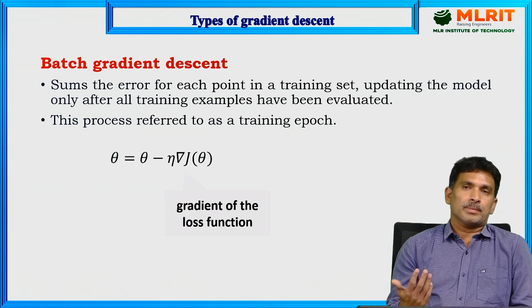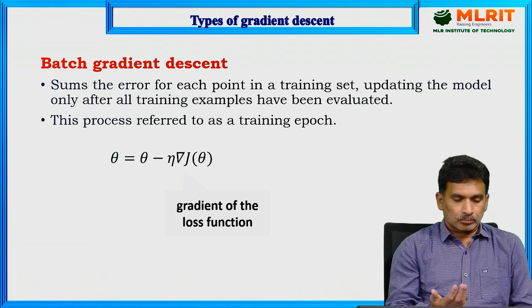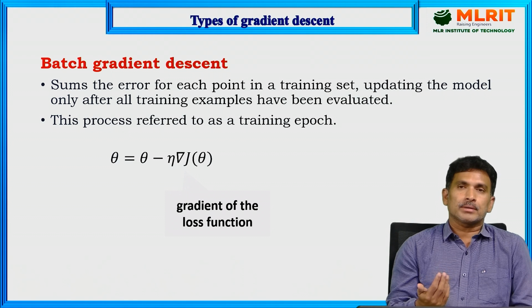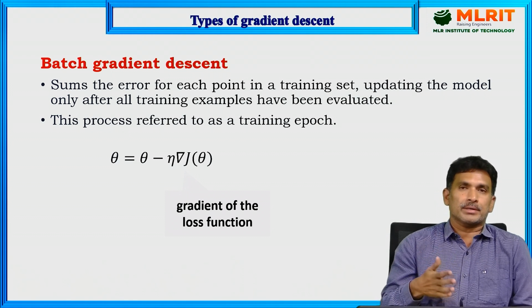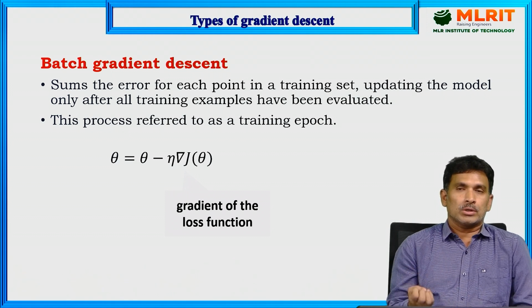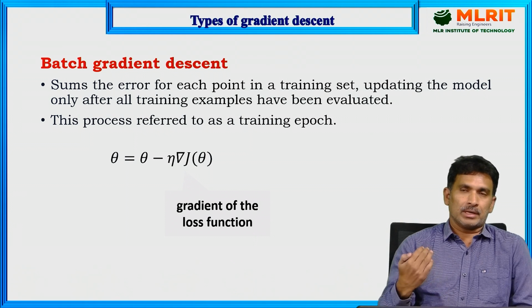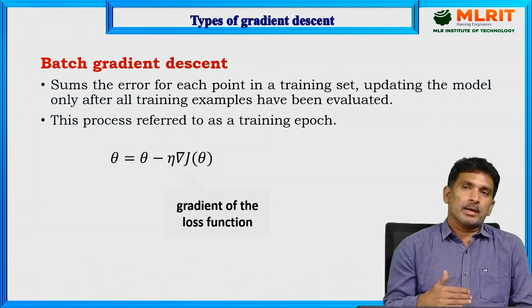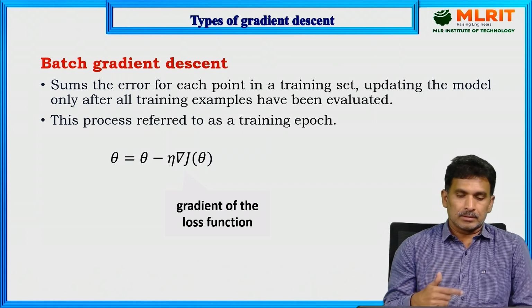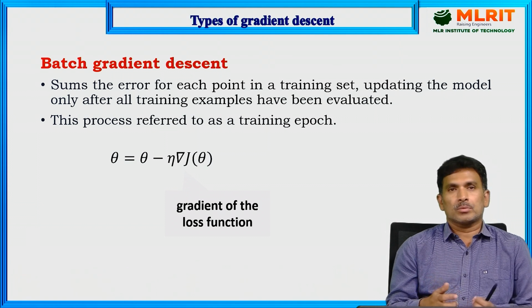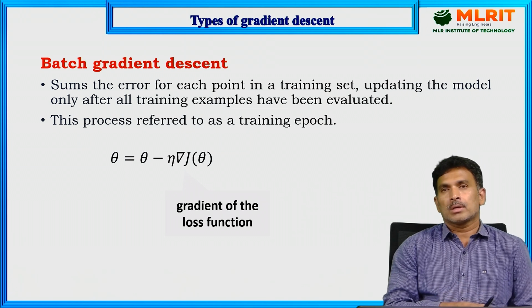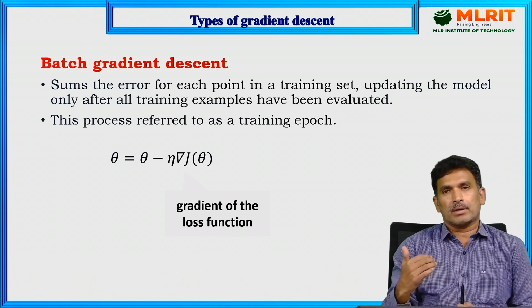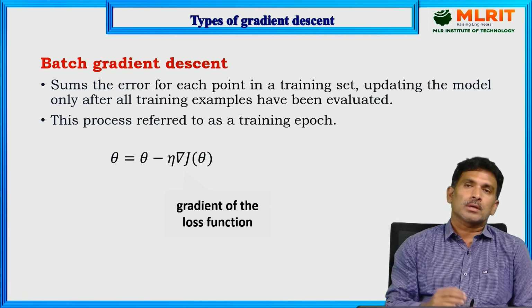We start with a random point, and then we find the gradient, the slope, to see in which direction we have to move to reach the optimal solution. At every point we calculate the slope, and accordingly the gradient will be updated. How fast we are moving toward the optimal solution is based on the gradient.